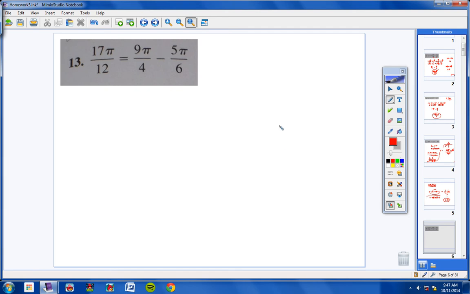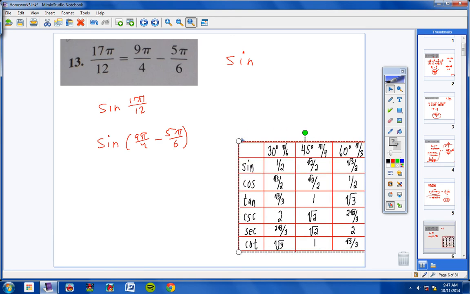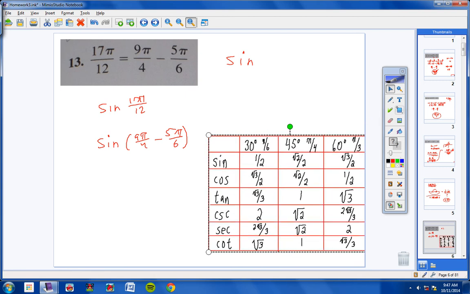Okay, so moving on to number 13, I'm pretty sure I told you to do sine. Okay, so they want you to take the sine of 17 pi over 12, which is the same thing as the sine of 9 pi over 4 minus 5 pi over 6. Now we're doing pretty good, but hold on a second. Look at this. The only problem I have is on my table here, I don't have 9 pi over 4 or 5 pi over 6. So I'll have to find some reference angles here.